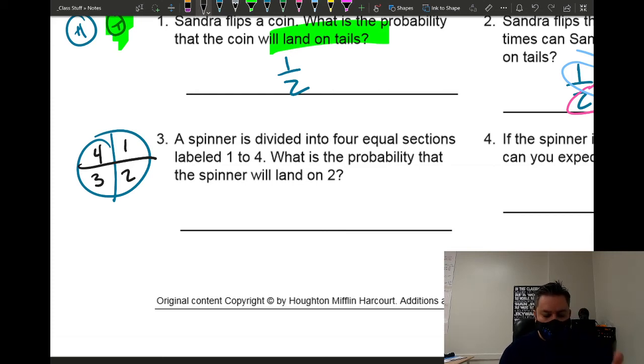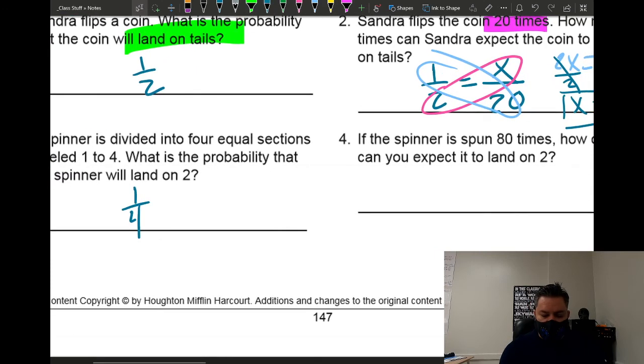And it says, what is the probability that the spinner will land on 2? Let's see. I have 1, 2. Only 1. 1 out of how many? 1 out of 4. That's the probability. That's just the basic probability. That easy.